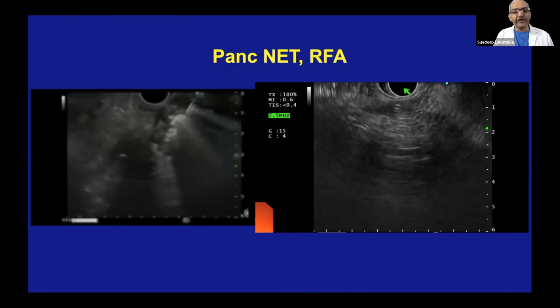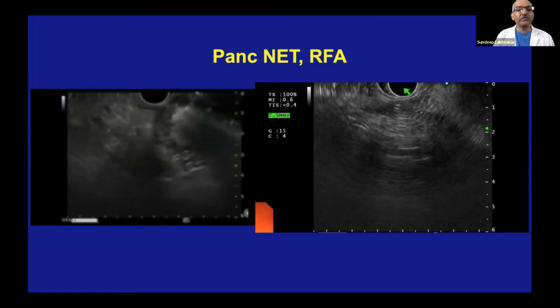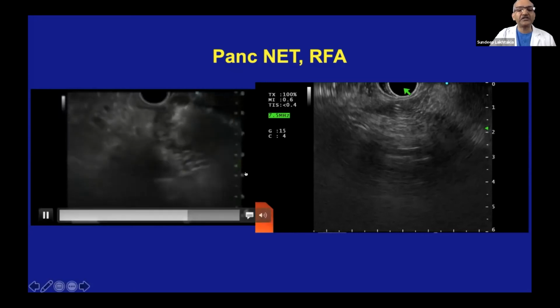And the effect of RFA actually continues even after the index procedure has been done. So the heat keeps going on and the coagulation necrosis at the periphery of the lesion also happens in a few days to weeks time. And that's why the tumor shrinks in size.